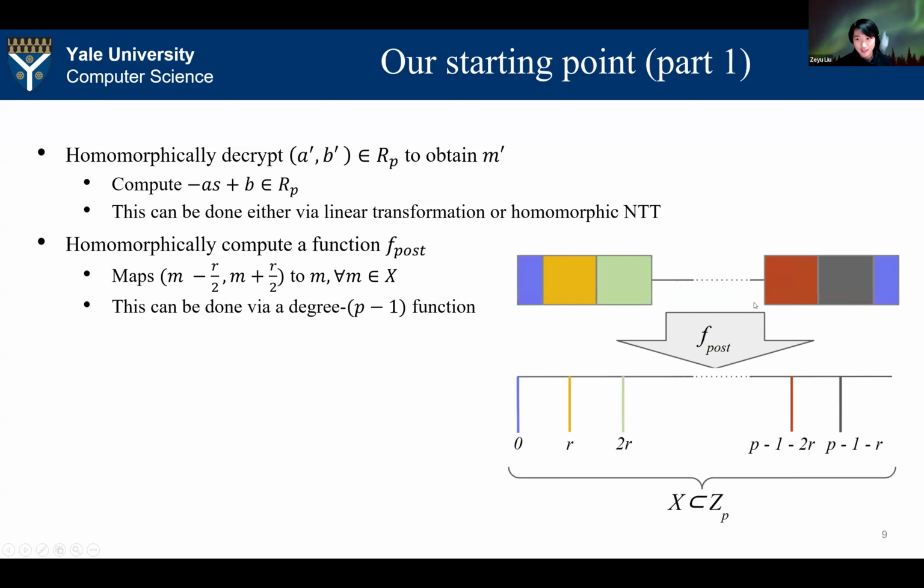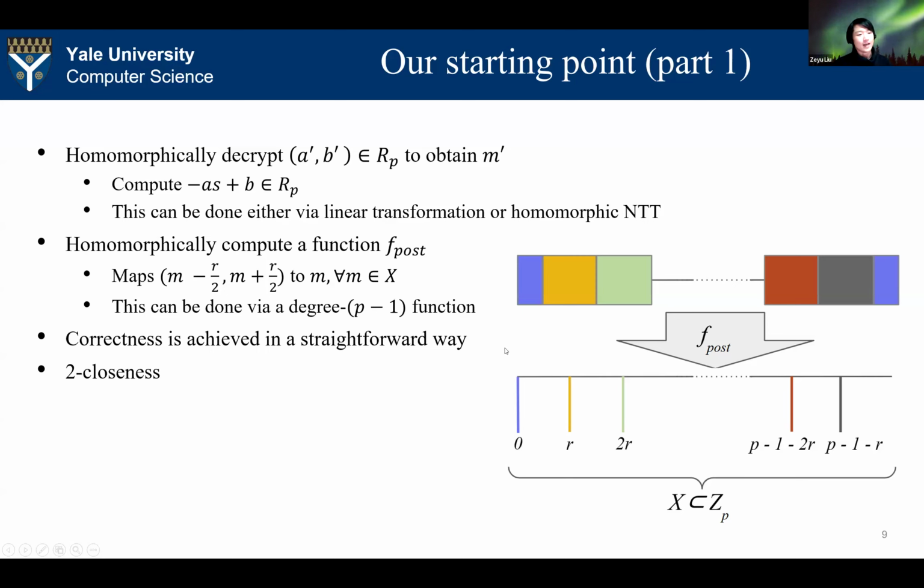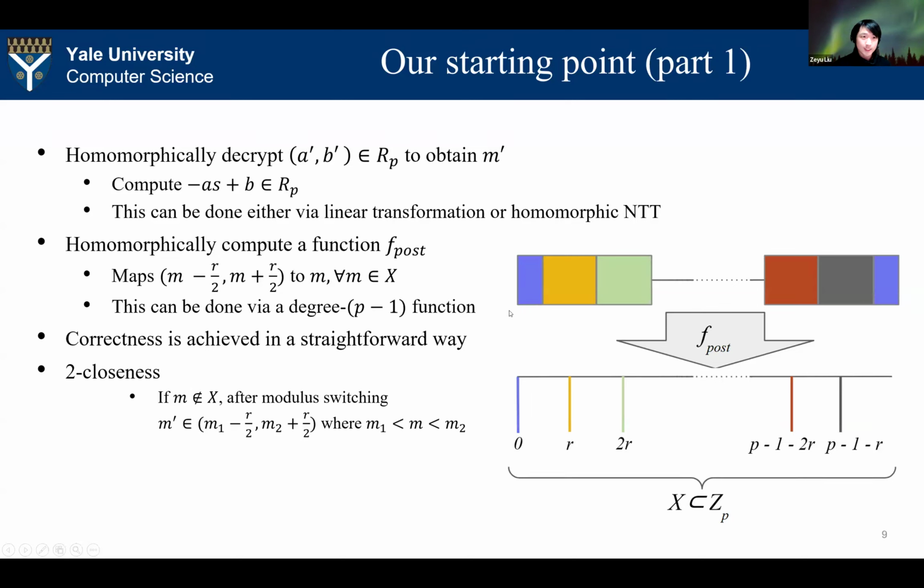You can see it's very similar to the last illustration. The only difference is now the modular switching is changing from this to this, and the fpost is mapping from the range back to a single point. Okay, so the correctness is achieved in a straightforward way. We're just doing the process backwards. It achieves two closeness: if M is not in this X, say it's between R and 2R, it will be mapped back to either R or 2R. So it's one of the two closest points.